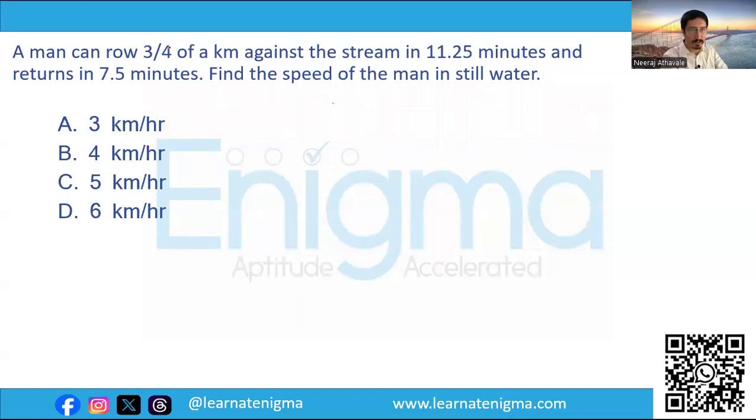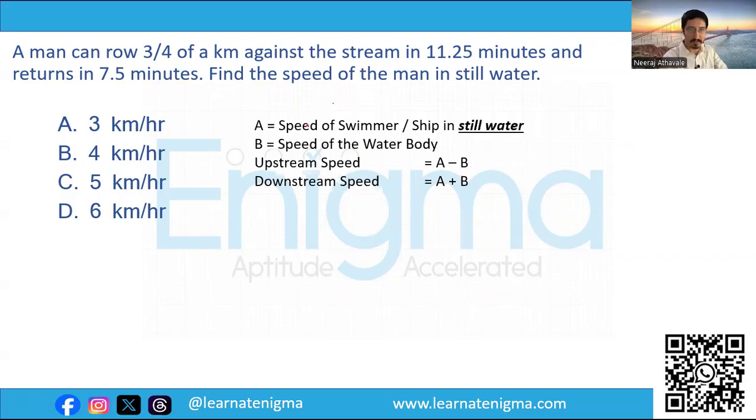A man can row 3 by 4 of a kilometer against the stream in 11.25 minutes and returns in 7.5 minutes. Find the speed of the man in still water. Now, in boats and streams topic, we have the assumptions like this. A is the speed of swimmer or ship in still water. B is the speed of the water body. So upstream speed becomes A minus B, downstream speed becomes A plus B.